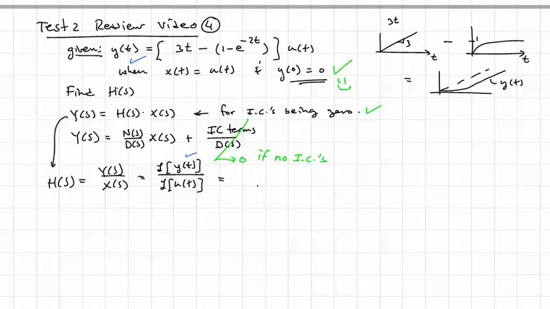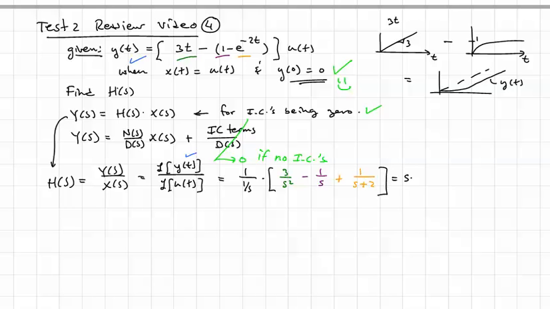We have the Laplace transform of the unit step, which will be 1 over s. Right? Now we have the Laplace transform of 3t. Okay, so that's going to be 3 over s squared. We have the Laplace transform of minus 1, and that's going to be 1 over s. We have the Laplace transform of plus e to the minus 2t, and that will be 1 over s plus 2. Right? And now we put this all over a common denominator.